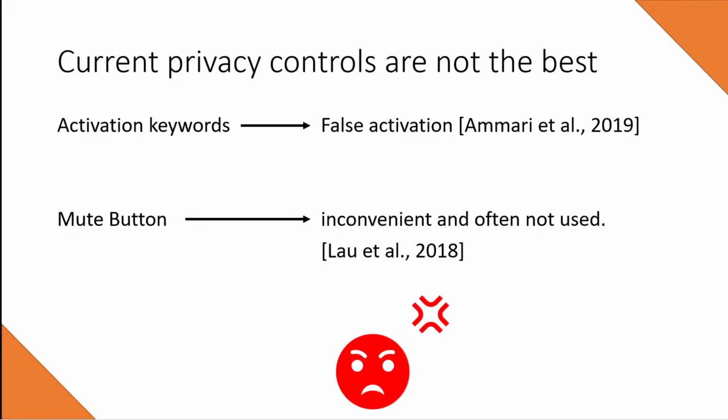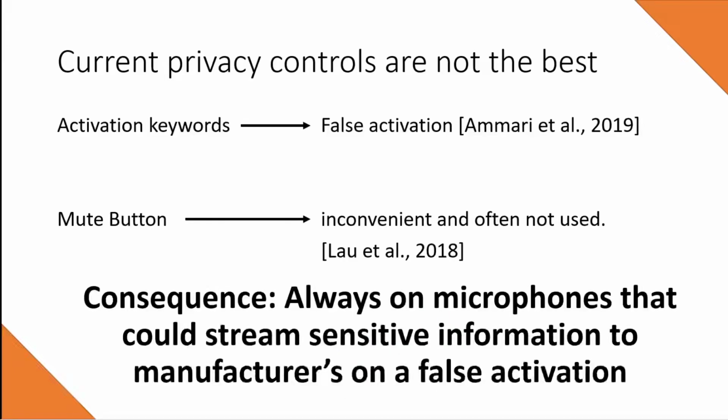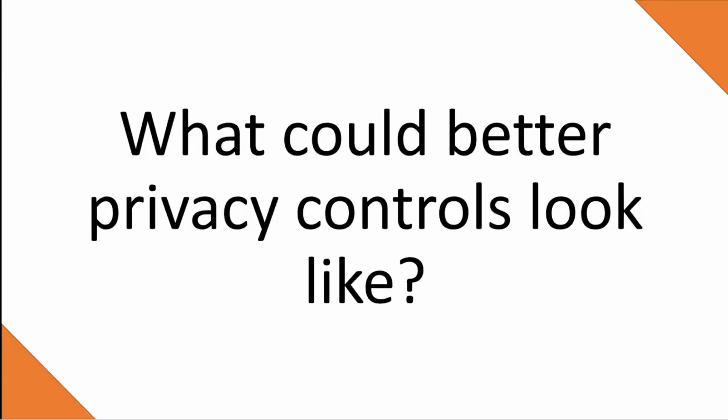As a result, many users opt to leave the microphones of their smart speakers in an unmuted state. These always-on microphones are thus always listening in. Coupled with the potential for false activation, this means that private conversations may get streamed to manufacturers' backend. So this had us thinking, what would better privacy controls look like?